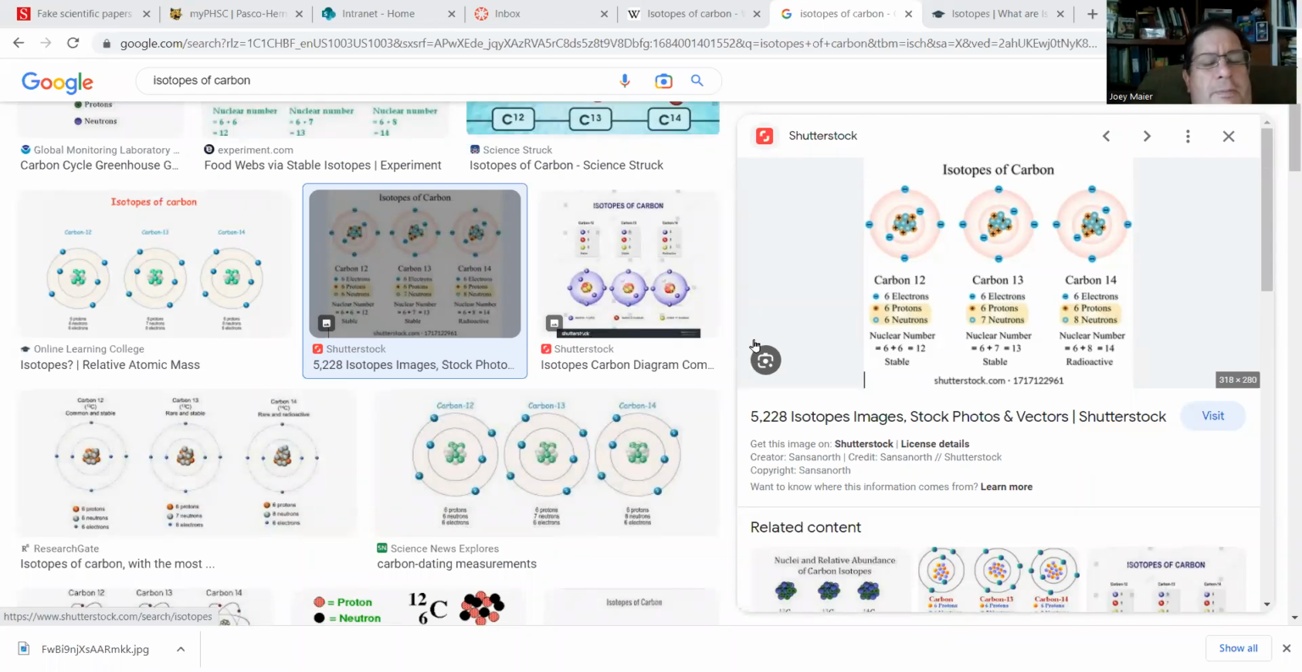Okay, folks, here are a couple minutes, just isotopes in a nutshell. I want you to know that isotopes are different versions of an atom. They have different weights, and the different weights are because they have different numbers of neutrons.